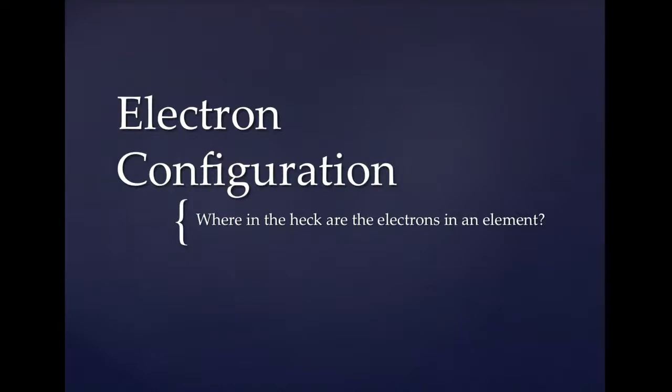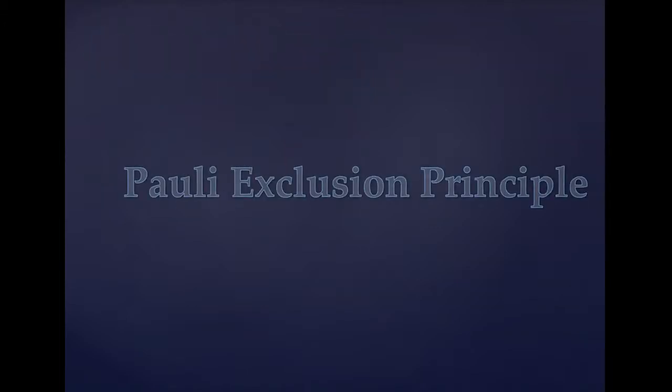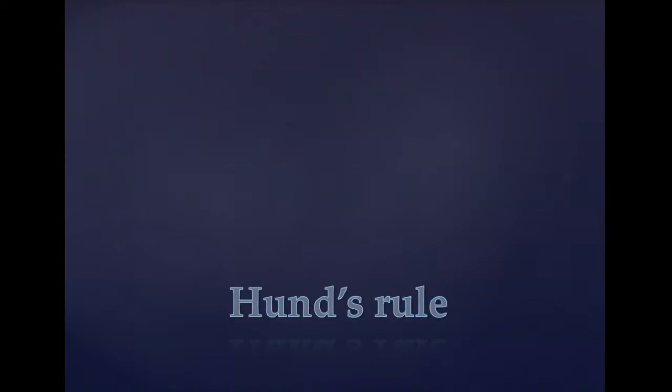Okay, today we're going to talk about electron configuration. This goes along with our activity that we did yesterday. Where in the heck are the electrons in an element? Well, we can remember rules like the Aufbau principle, Pauli exclusion principle, or Hund's rule, and we're going to apply those rules, but we're not going to actually memorize what those are.